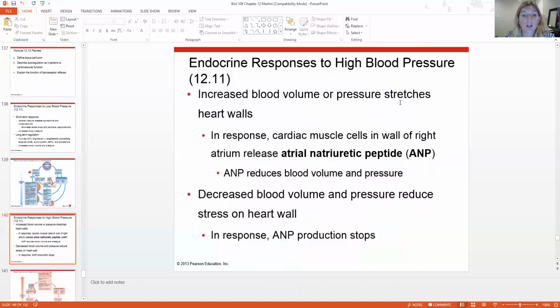Increased blood volume and pressure is also going to stretch the heart walls. So in response, our cardiac muscle in the right atrium is going to release something called atrial natriuretic peptide, or ANP. ANP reduces blood volume and reduces blood pressure. It decreases the stress of the pressure on the heart wall. ANP decreases that pressure, and once the pressure goes down, ANP production stops.